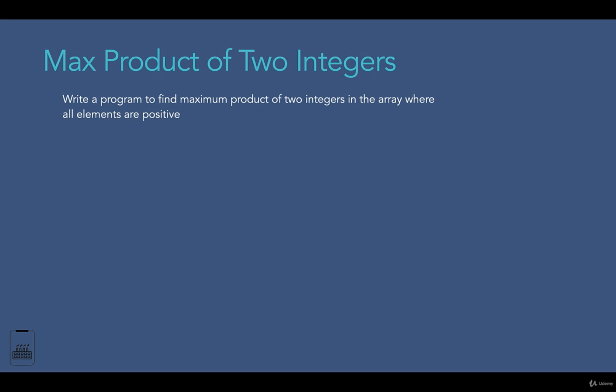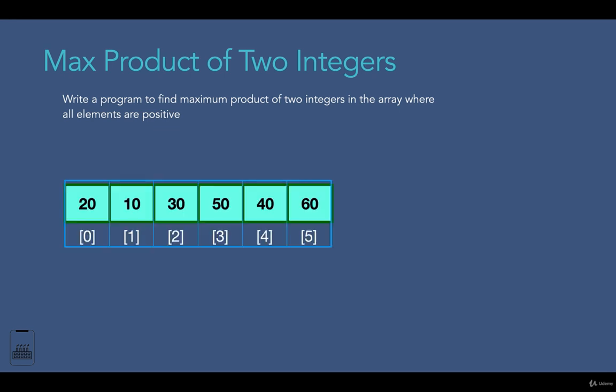Now in this question, we need to write a program to find the maximum product of two integers in the array where all elements are positive. So let's say we have an array like this. So we need to find out the pairs whose product is the maximum.